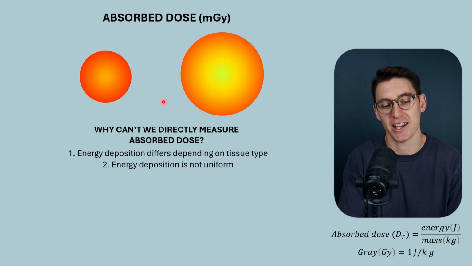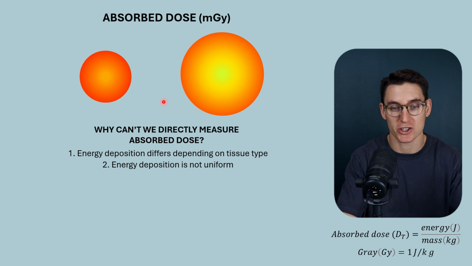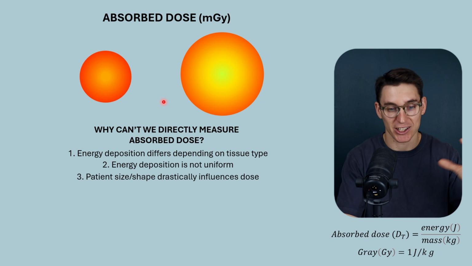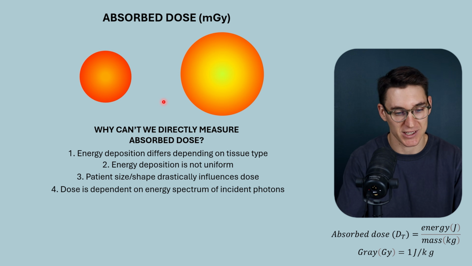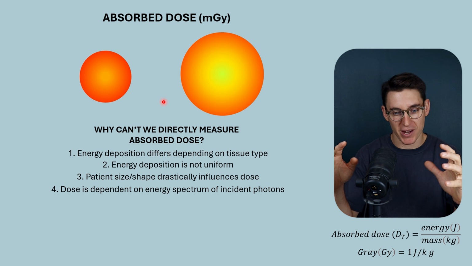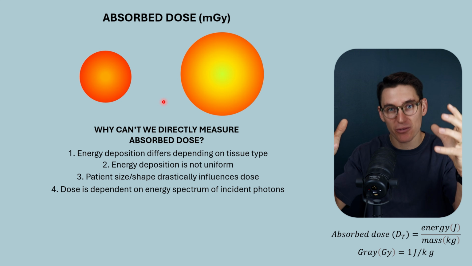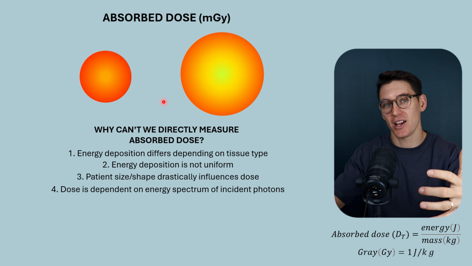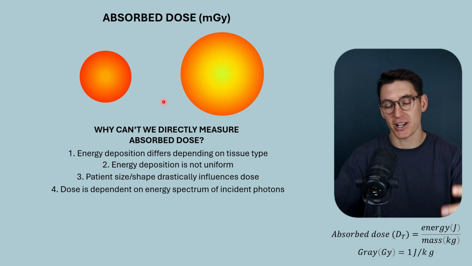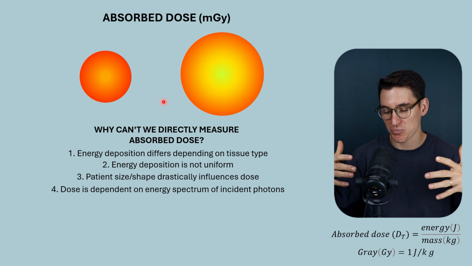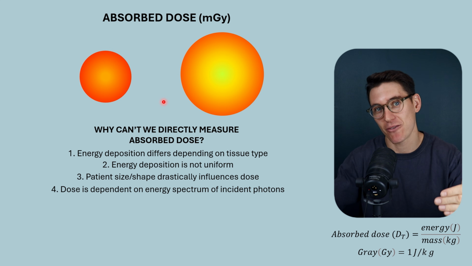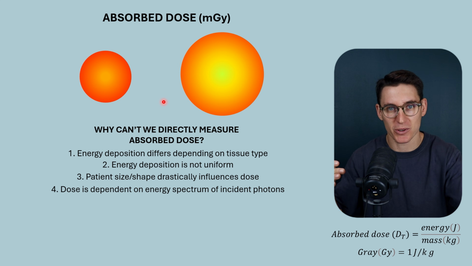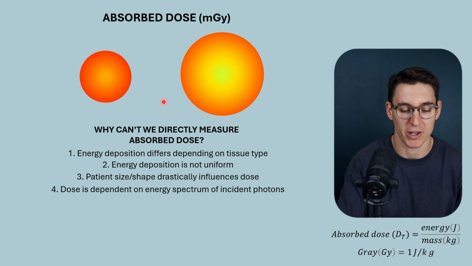We know that energy deposition is not uniform, especially once we start to account for the different types of tissues. We've seen that the patient's size and their shape drastically influence the dose that they receive. And we know that dose is dependent on the energy spectrum, the X-ray fluence that's heading towards the patient. And as X-rays pass through a patient, the lower energy X-rays are preferentially attenuated by the photoelectric effect, and we get a harder beam, or a higher average energy of that X-ray beam, as it passes through patients. So that then becomes difficult to assess what type of dose is happening through the patient.